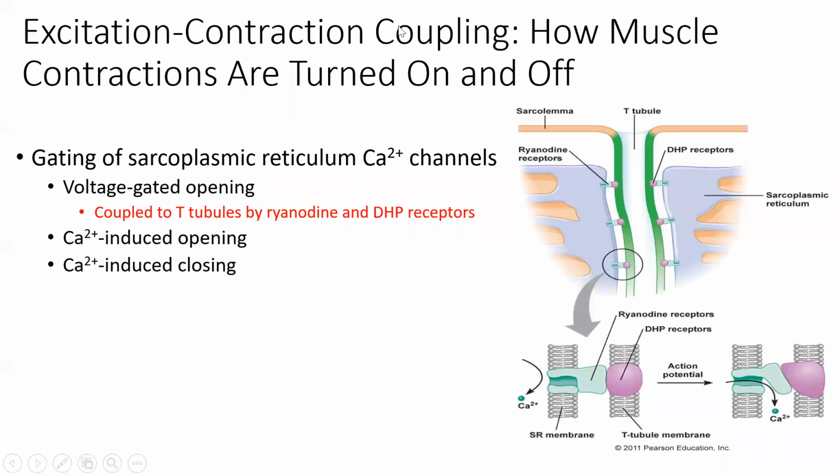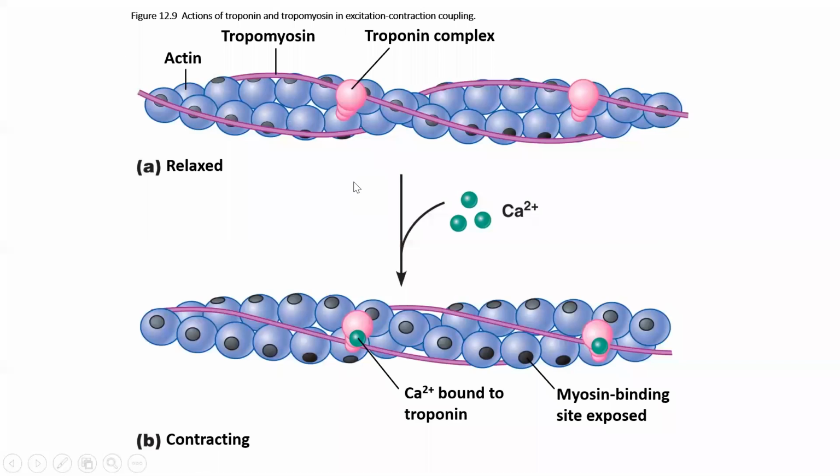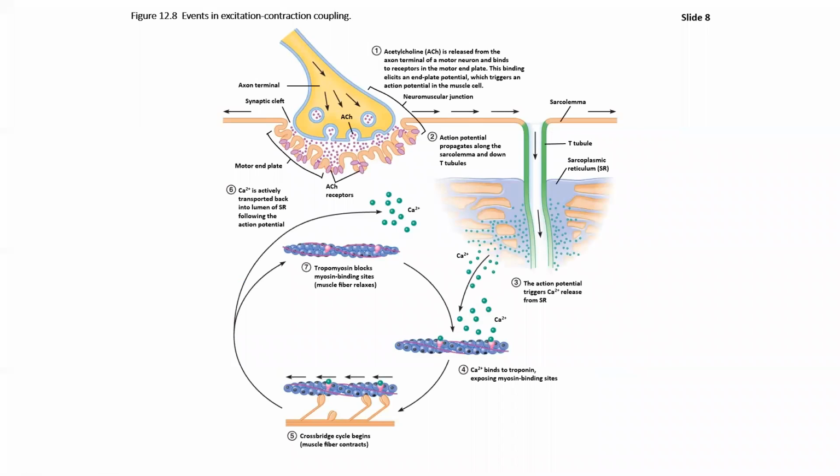Okay, so someone's asking to go over where that calcium comes from. Okay, so I'll go back here. Okay. So here we can see that the calcium is stored in the sarcoplasmic reticulum. So that's the organelle in the cell that's storing calcium.